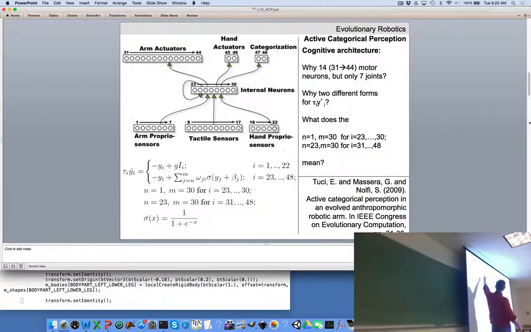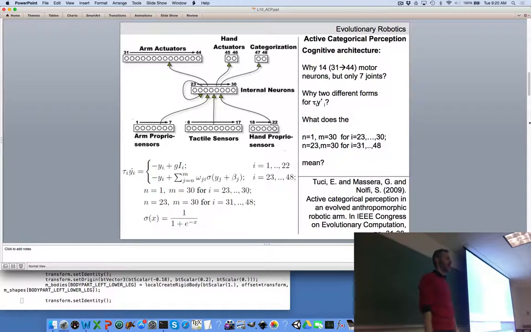Okay, 14 motor neurons controlling the arm. And in the hand, we have just 2 motors that are trying to either flex the hand or open the hand, right? And they can both pull at the same time. So one agonist-antagonistic muscle pair for the hand. Neurons 47 and 48 are special. We'll talk about those in a moment.